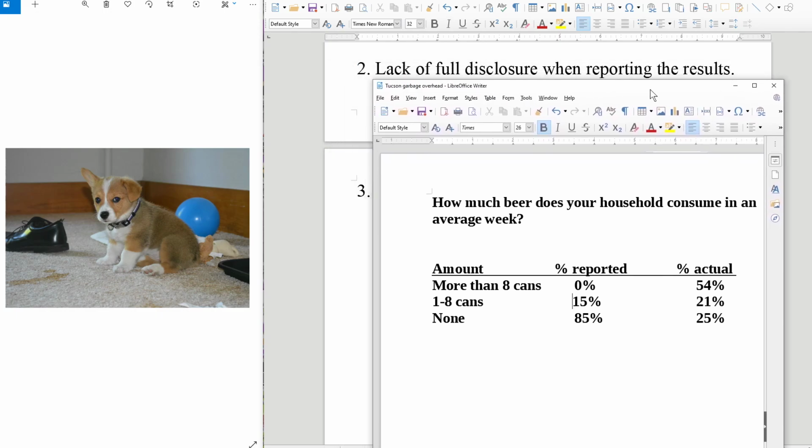Percentage actual, 54% had more than 8 cans in their garbage, 21% had 1 to 8 cans, and only 25% had none. Well, people are liars. They want to make you think that they drink a lot less than they do, and so they will lie about this. So here's what you should really believe, and here's what people are telling us in the survey.